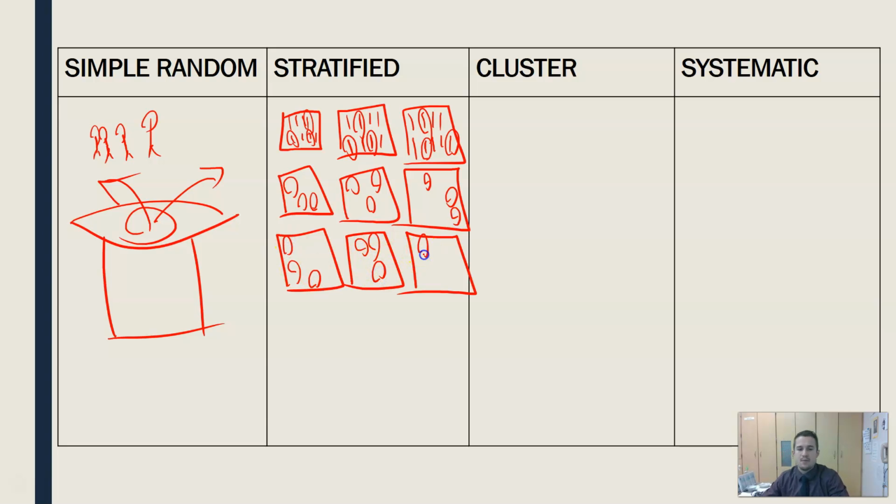So stratified sampling, I split my group, my population, in this case my school, into groups, and then I randomly select a few people from each of those groups.